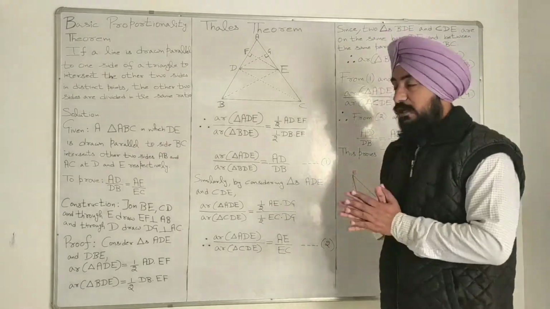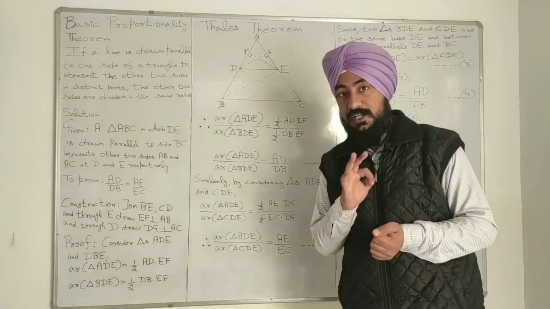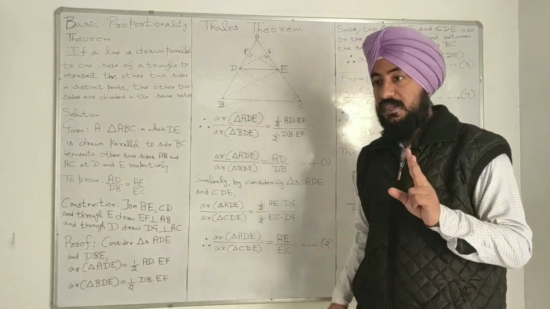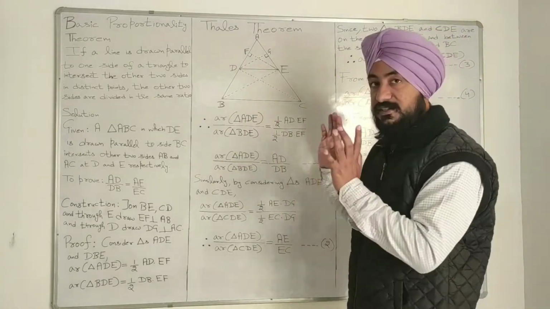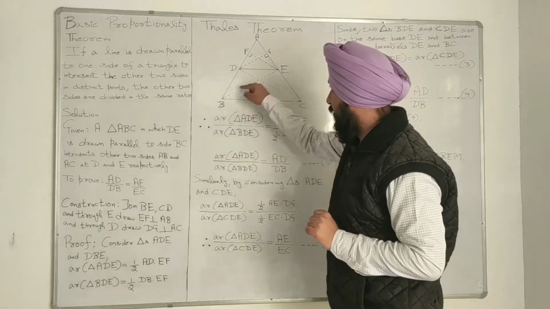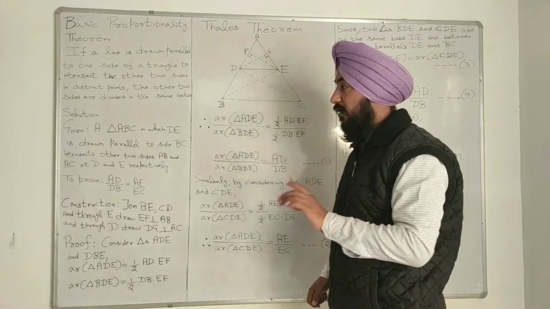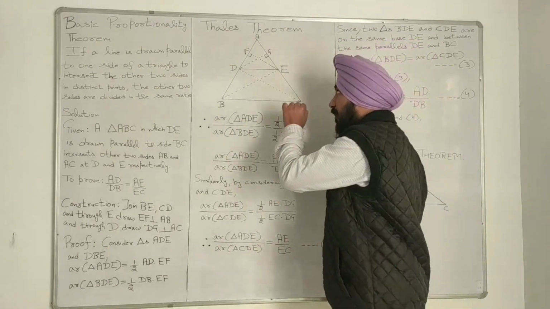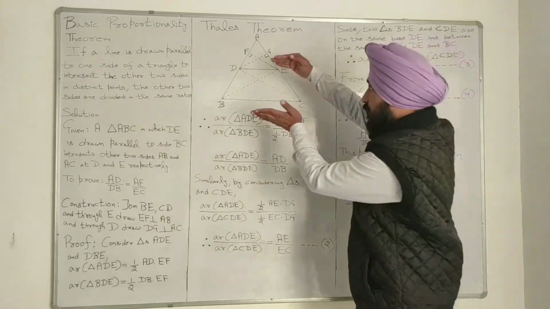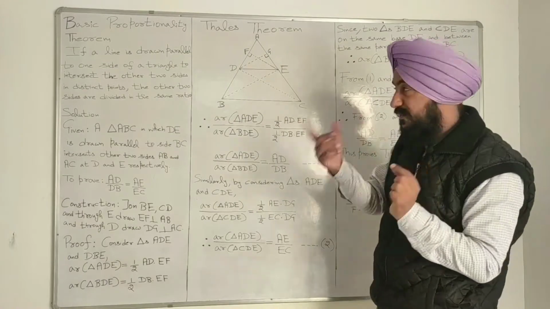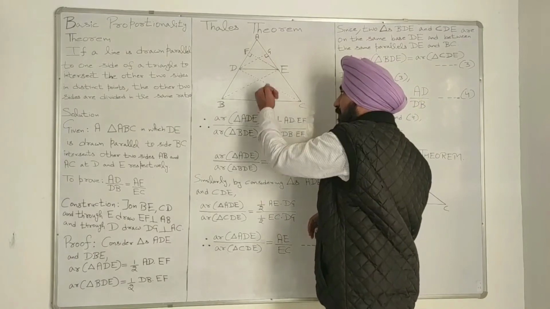Now students, I shall use one property of triangles, and what is that property? Please listen carefully. If two triangles are situated on the same base, so here please understand this carefully. This triangle DBE and this triangle CDE are having the same base, which is DE, and they are in between the same parallel lines, which are DE and BC.